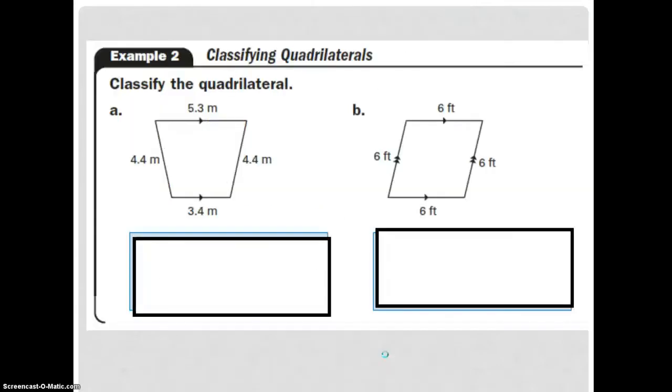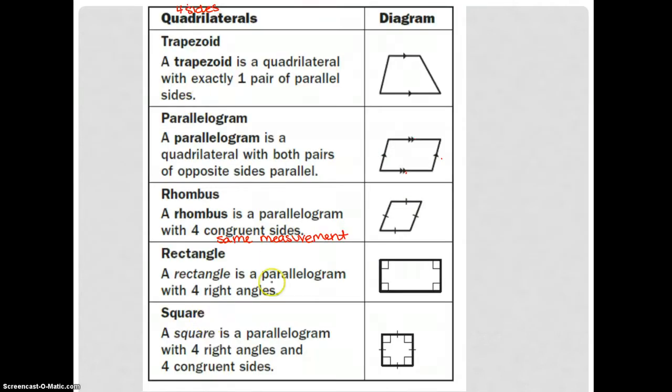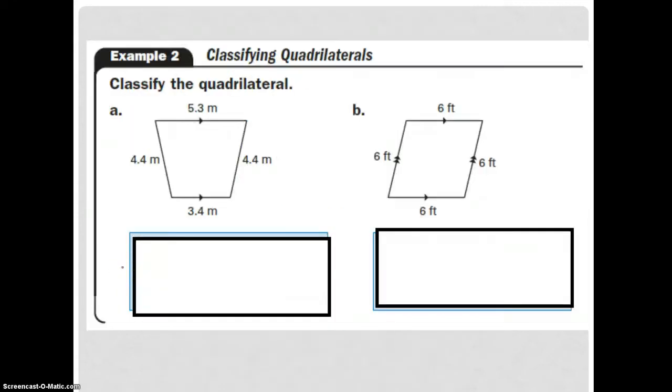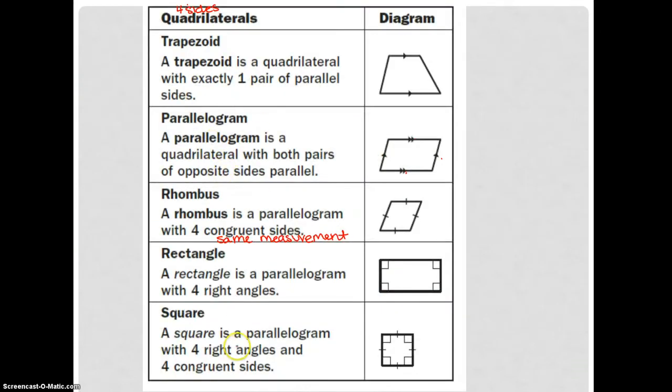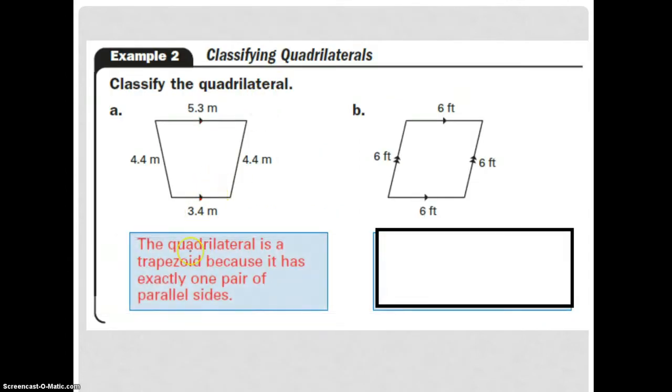Let's classify these quadrilaterals. Part A, and when we classify it, you don't put quadrilateral. You try to find one of these 5 to represent the quadrilateral. So part A, you can see that the sides are not the same, but there's one pair of parallel sides. So which one said exactly one pair? Well, here's a trapezoid, exactly one pair of parallel sides. I would say this is a trapezoid.